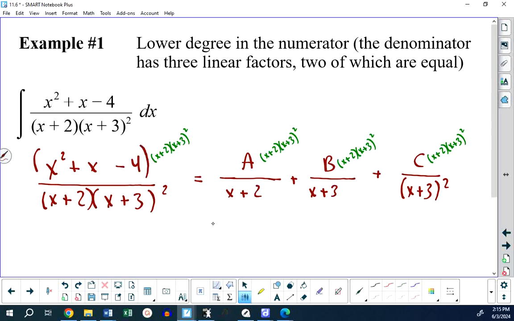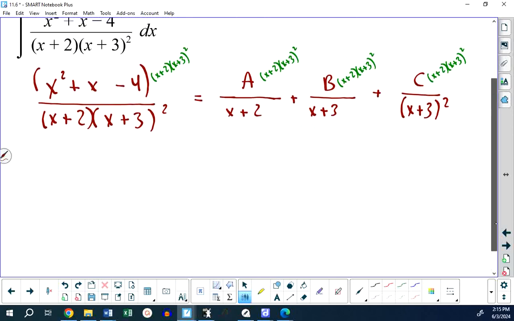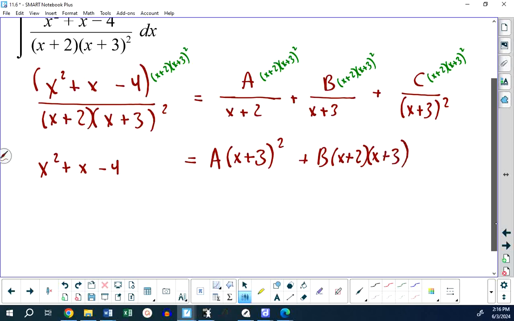So what happens on the left, of course, is those denominators cancel in their entirety. We don't have anything left in the denominator. All we have is x squared plus x minus 4. So not only do they cancel in the denominator, none of the factors are left over in the numerator. Whereas in the first partial fraction on the right, the x plus 2 cancels, and I'm left with this. In the second one, one of the x plus 3's cancels, and I'm left with x plus 2 times x plus 3. And in the final partial fraction, the only thing you're left with is the x plus 2.